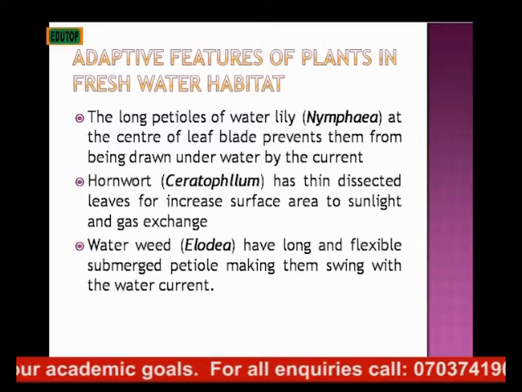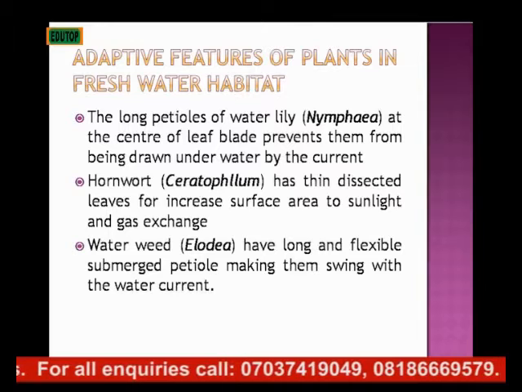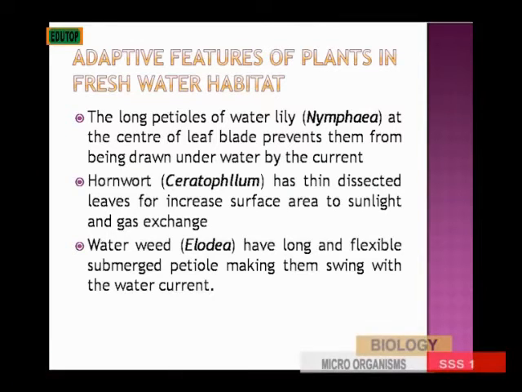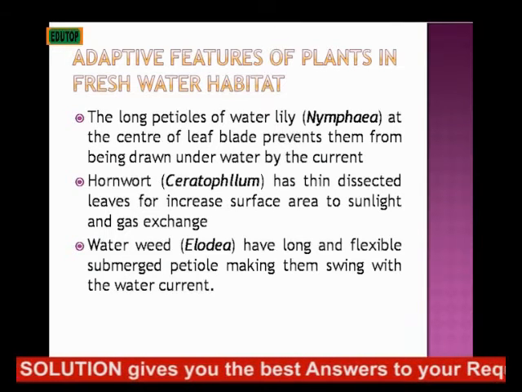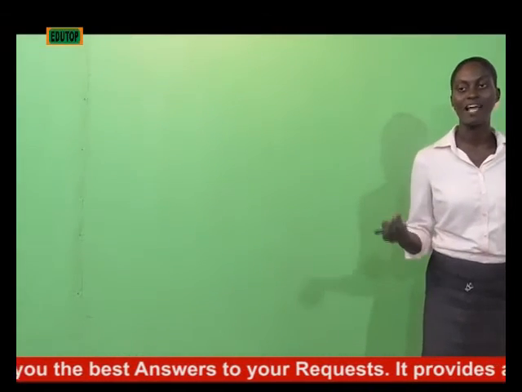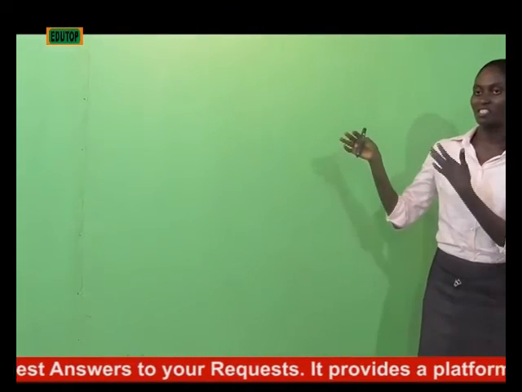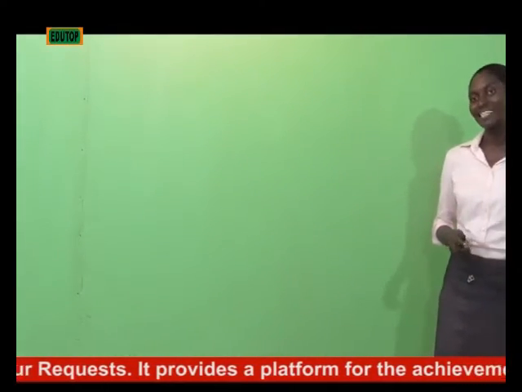Then the third point under the adaptive features of plants in freshwater habitats: the waterweed, that's Elodea, has long flexible submerged petioles, making them swing with the water current. The petiole of waterweed is long and flexible, so it can swing with the water current and is not taken away by it.